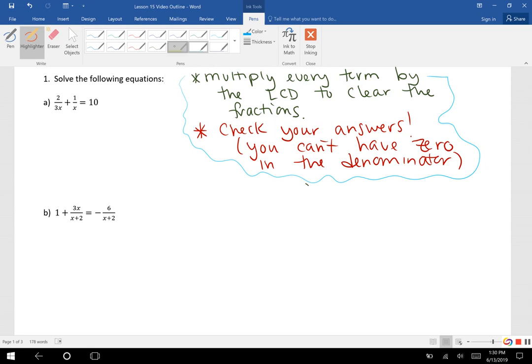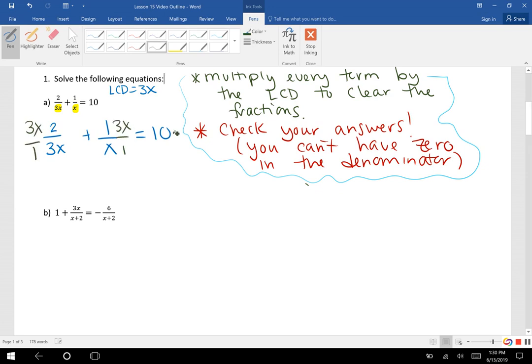In example 1a, we've got denominators of 3x and x, and that means my LCD is going to be 3x. So I'm going to take every single term of the equation. I'll just rewrite my equation down here. So all three terms, and I'm going to multiply those by 3x over 1, even the 10, even things that aren't fractions.